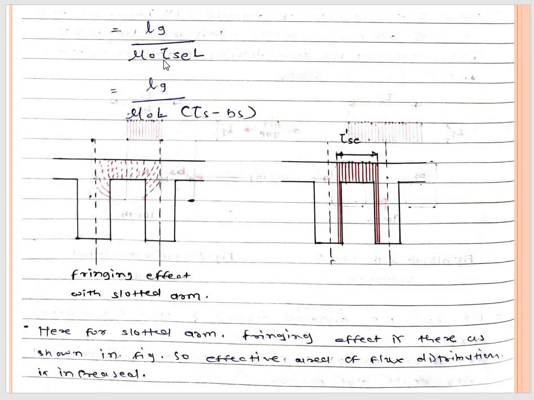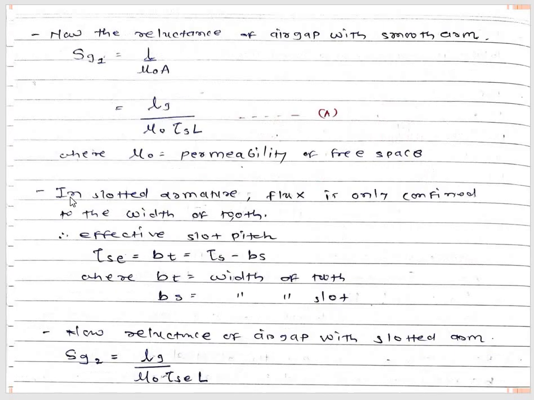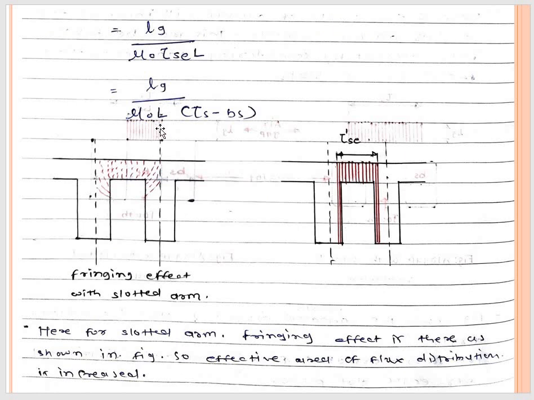So further we will simplify it: Lg divided by mu 0 tau se into L, where tau se is given by tau s minus bs from this equation. So put the value of tau se in this equation, and we will get Lg divided by mu 0 L (tau s minus bs). Now consider the fringing effect with the slotted armature.